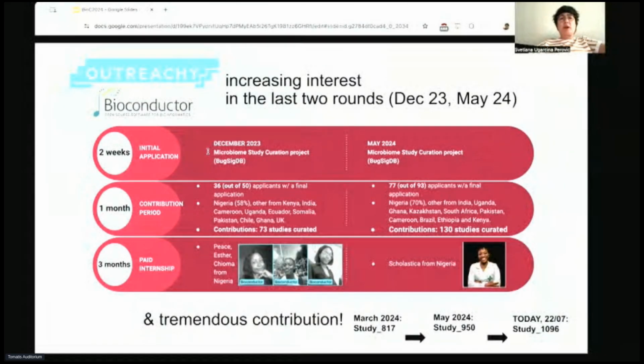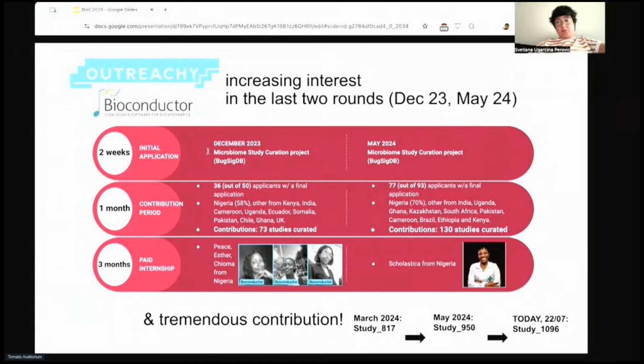Here, I would like to highlight the increasing interest in our internships, the last 2 rounds from December 2023 and May 2024. We had an impressive number of contributors, mostly from Nigeria, with a significant representation from other countries: India, Uganda, Kenya, among others.